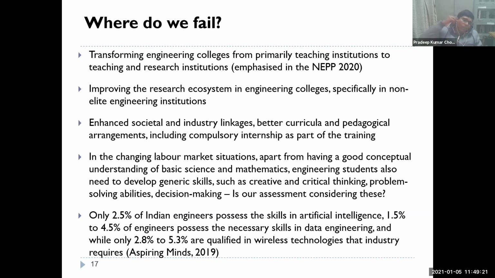in engineering education. Only 2.5% of Indian engineers possess the skills in artificial intelligence. That is an important skill that we need. That is the survey of Aspiring Minds 2019 that says 1.5% to 4.5% of engineers possess the necessary skills in data engineering, and only 2.8% to 5.3% are qualified in wireless technologies. That is an important technology that is being used in today's context that industry requires. You see the share, very less.